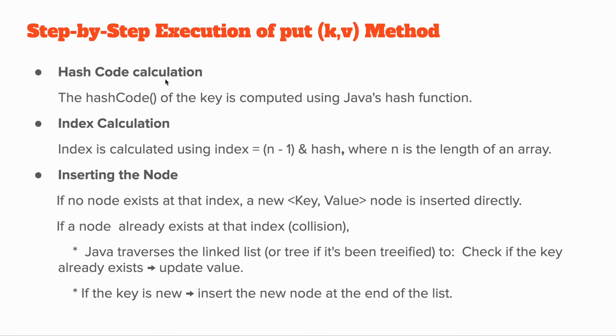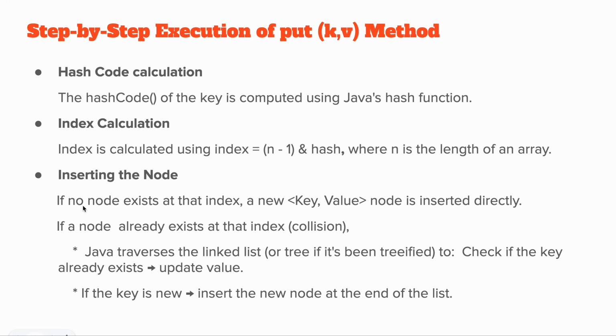So first, hash code calculation happens. The hash code of the key is computed using Java hash function. Then index calculation happens. The index is calculated using this statement where n is the length of an array. Then the last step is to insert the node at the correct index.